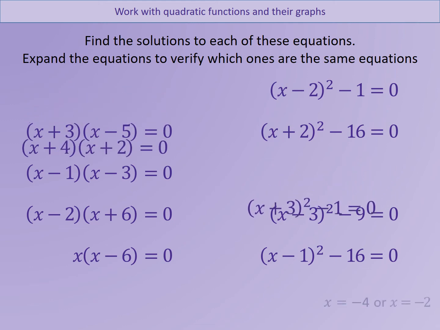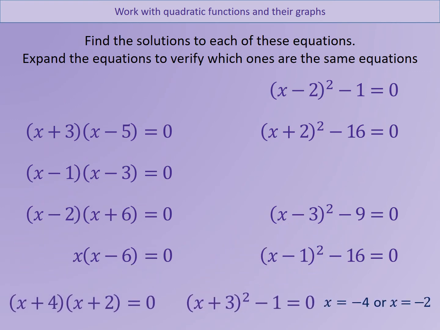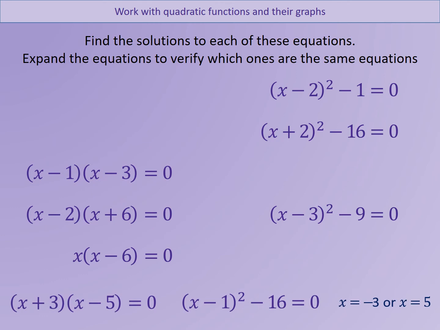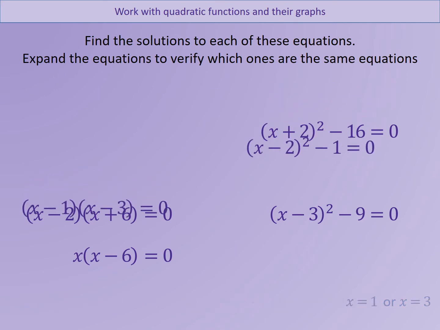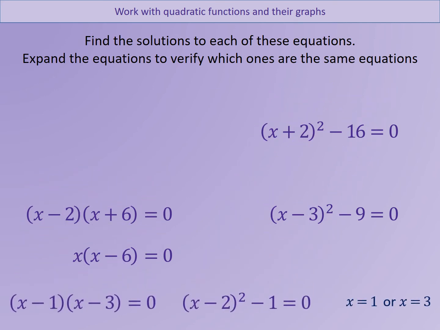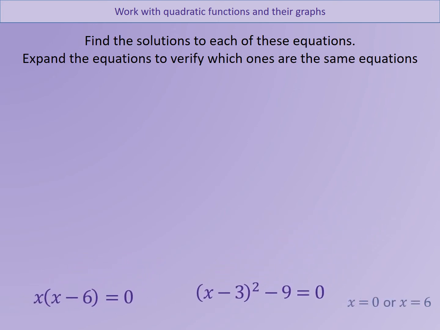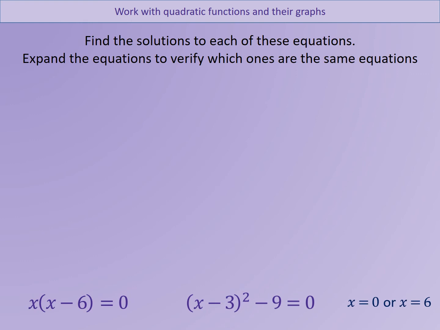Okay, good. So it turns out that first of all, these two equations are the same and both have solutions -4 and -2. Secondly, these two equations are the same and they have solutions of -3 and 5. These two equations are the same and have solutions 1 and 3. These two equations are the same and have solutions 2 and -6. And then that leaves us with these two equations, which are the same and have solutions 0 and 6.